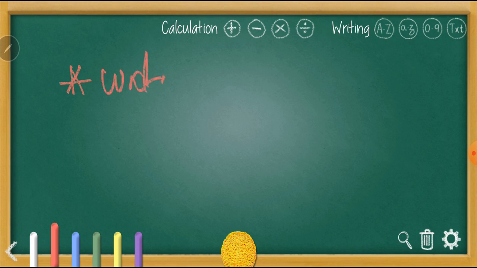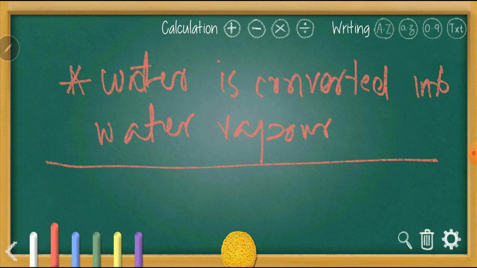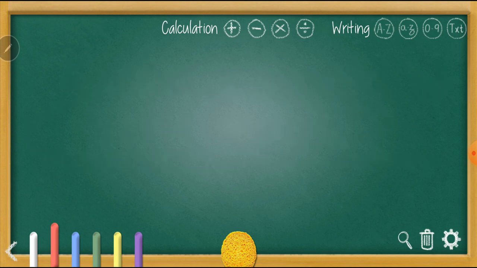Water is converted into water vapor. Again, it absorbed heat, right? The water absorbed heat and it is converted to water vapor. Now what else? Can the steam be converted back into water?